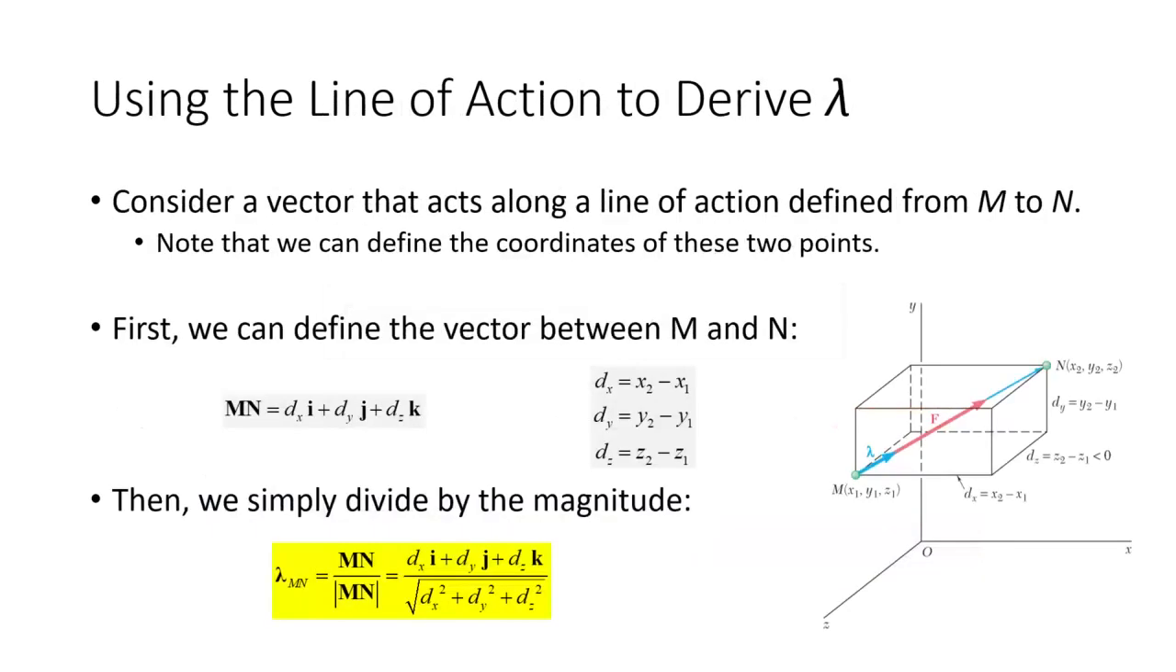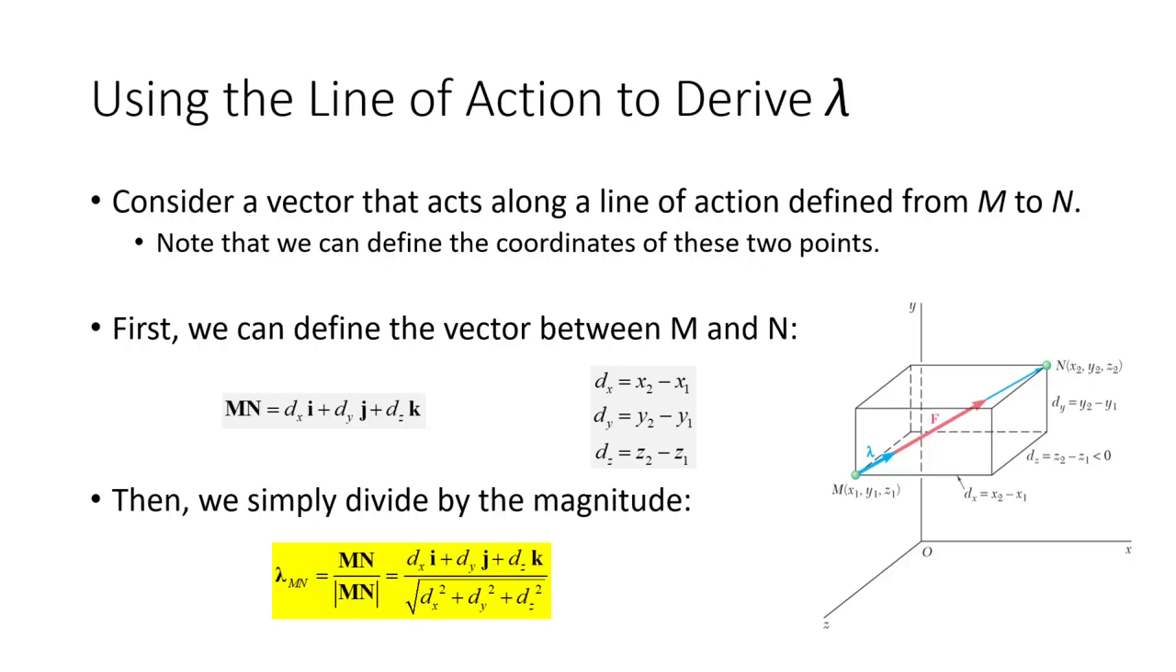The way that we determine that direction is we're going to use the line along which it acts. So let's say I've got some force out in space, and I know it acts along this line MN. How do I determine that force vector? How do I actually define that force vector? Well, I say I'm going to have force times lambda. Let's talk about lambda. Lambda is a unit vector in this direction.